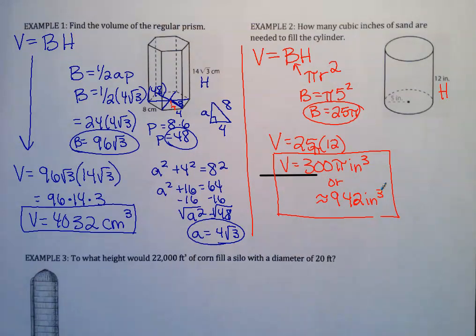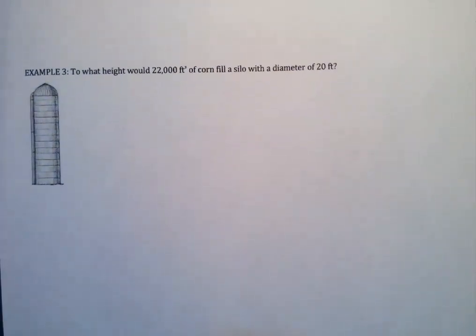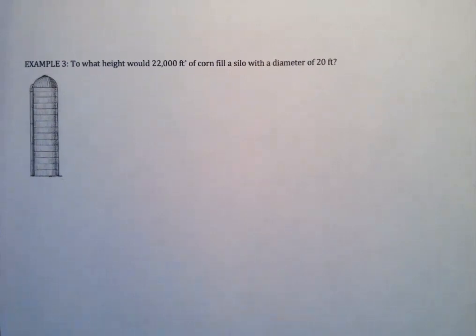Example 3, we're just going to work it backwards. Do you guys have this copied down? You're good. So number 3, we're working it backwards. To what height would 22,000 cubic feet of corn fill a silo with a diameter of 20 feet?